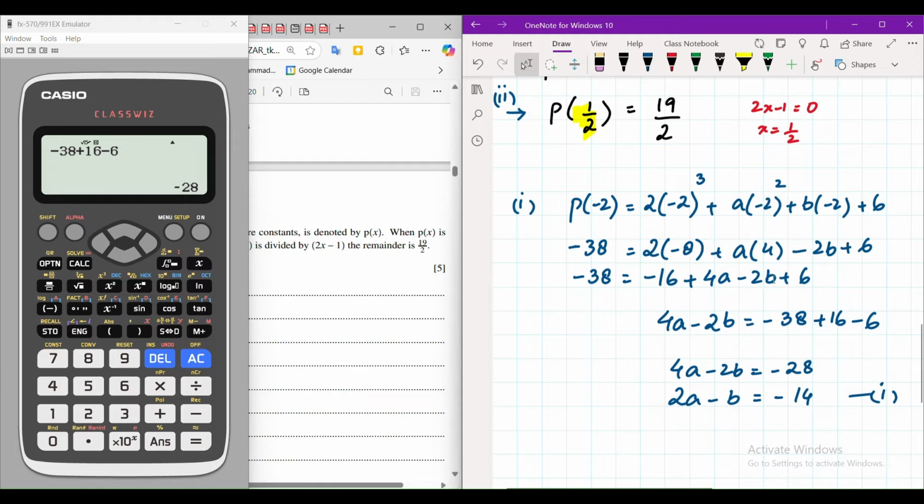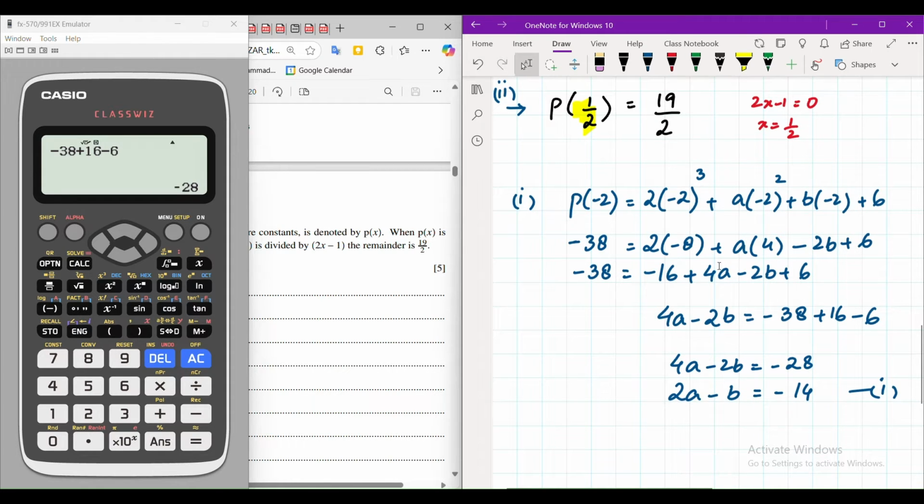Now, let's go with the second one. P of 1 over 2 is 19 over 2.